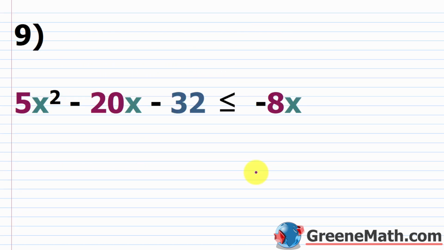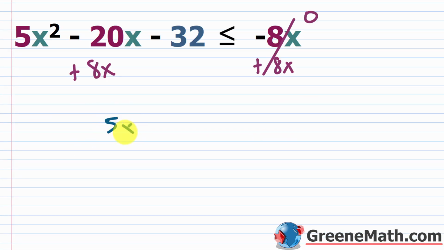All right, let's take a look at problem number 9 now. We have 5x squared minus 20x minus 32. This is less than or equal to negative 8x. Okay, just going to add 8x to both sides of the inequality, just like we've been doing. Cancel this and put 0. Let's take a look at 5x squared. Negative 20x plus 8x would be negative 12x. Then you have minus 32, and this is less than or equal to 0. And again, I'm just going to first replace this inequality symbol with equals.